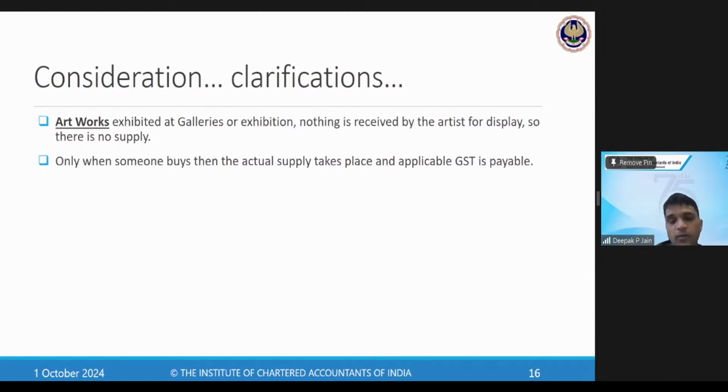Another point is the definition of supply says that supply includes. Generally what we understand is, apart from these 8 terms, if anything other than the 8 terms is there, it is still supply. You can't restrict it to these 8 terms. It says such as, which means anything other than these 8 terms is also a supply. Clear, Meenamrita?